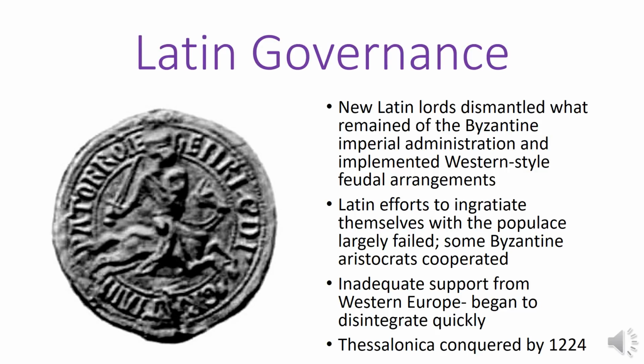Let's look at how the Latin lords governed their realm. So, when they would take over an area, the Latin lords would dismantle what remained of the Byzantine imperial administration and bureaucracy, and they would implement Western-style feudal arrangements.